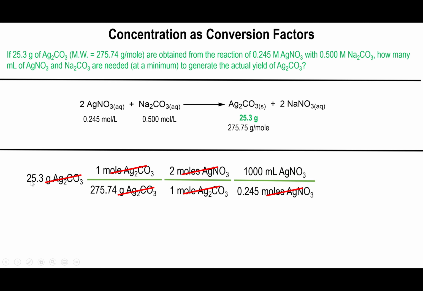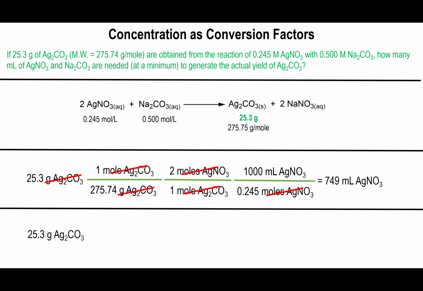So first we divide 25.3 by 275.74, press enter. Multiply by 2, press enter. Multiply by 1,000, press enter. Divide by 0.245, press enter, and you should find out that this equates to 749 mLs of silver nitrate.